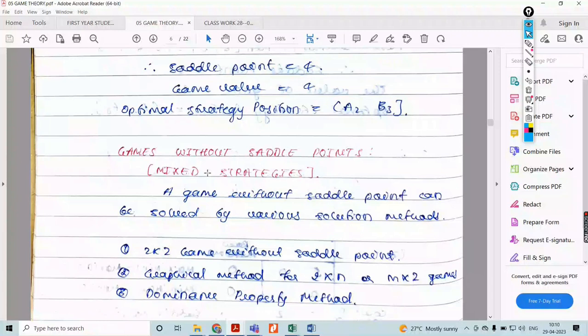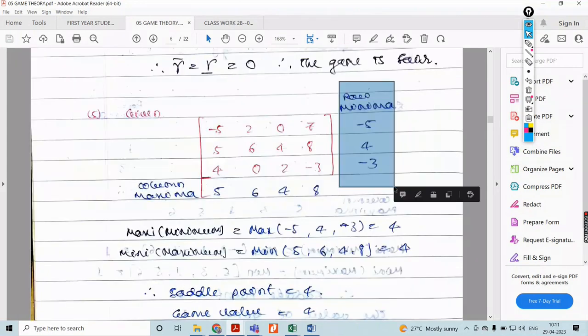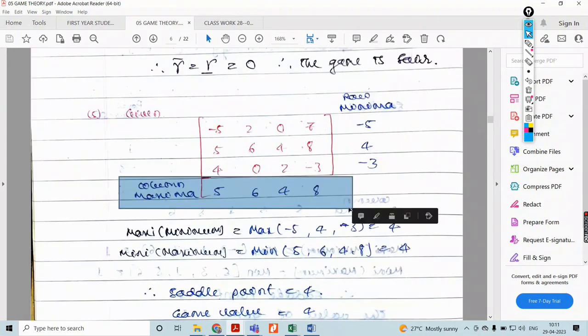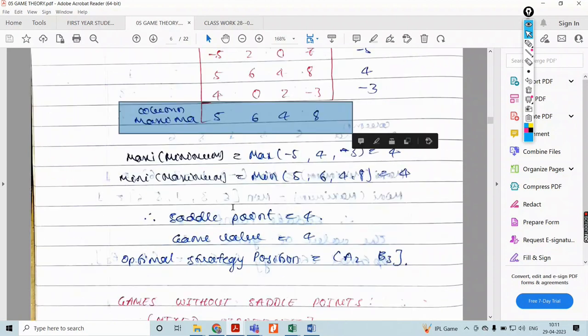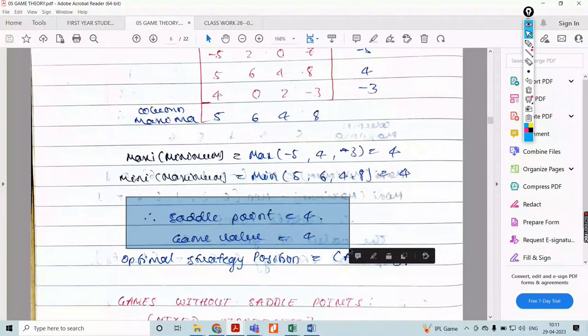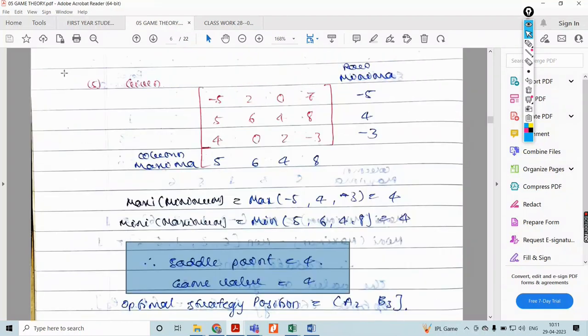Okay, whenever the pivot strategy is there, then you can make use of this principle to identify the row minima and the column maxima. According to that, we are going to determine the saddle point and the game value. Okay, this is one method. But whenever it is a pivot strategy, then you can use it.